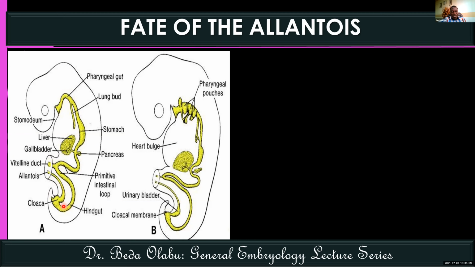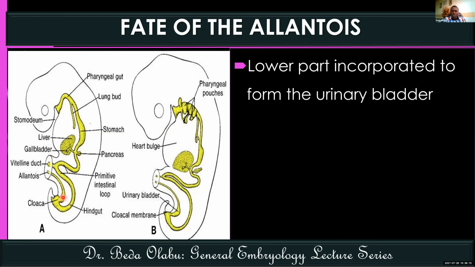Once that separation has occurred, the anterior part of the cloaca is still continuous with the allantois. The lower end of that allantois becomes incorporated into the urinary bladder. So it forms part of the urinary bladder. And that's a fact I want you to remember, that the lower part of the allantois is incorporated into the urinary bladder. The upper part of the allantois, which is this part here, has a different fate.